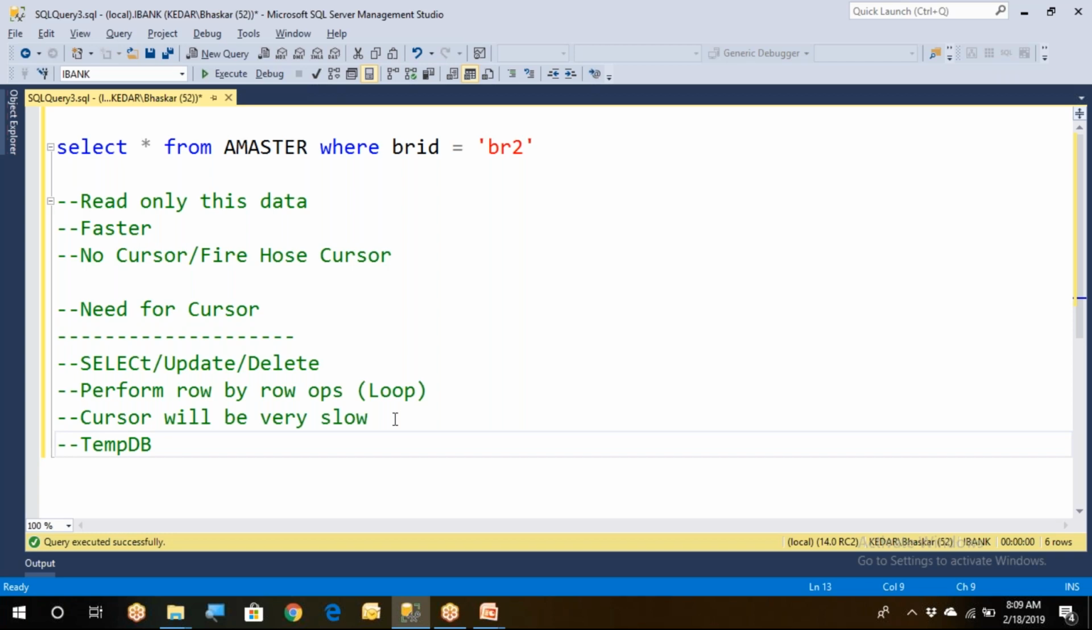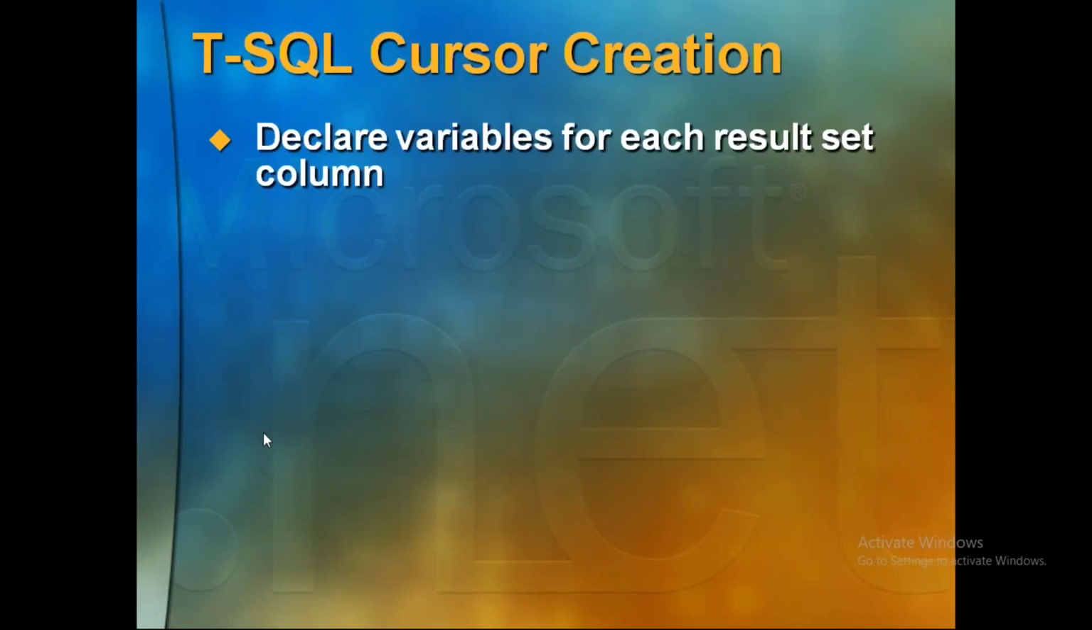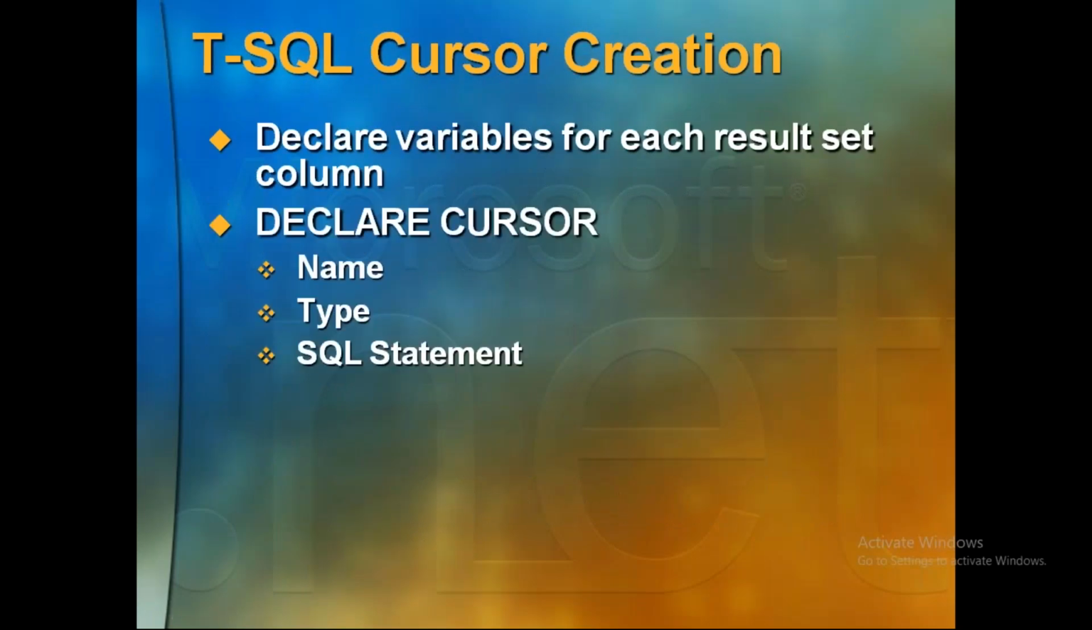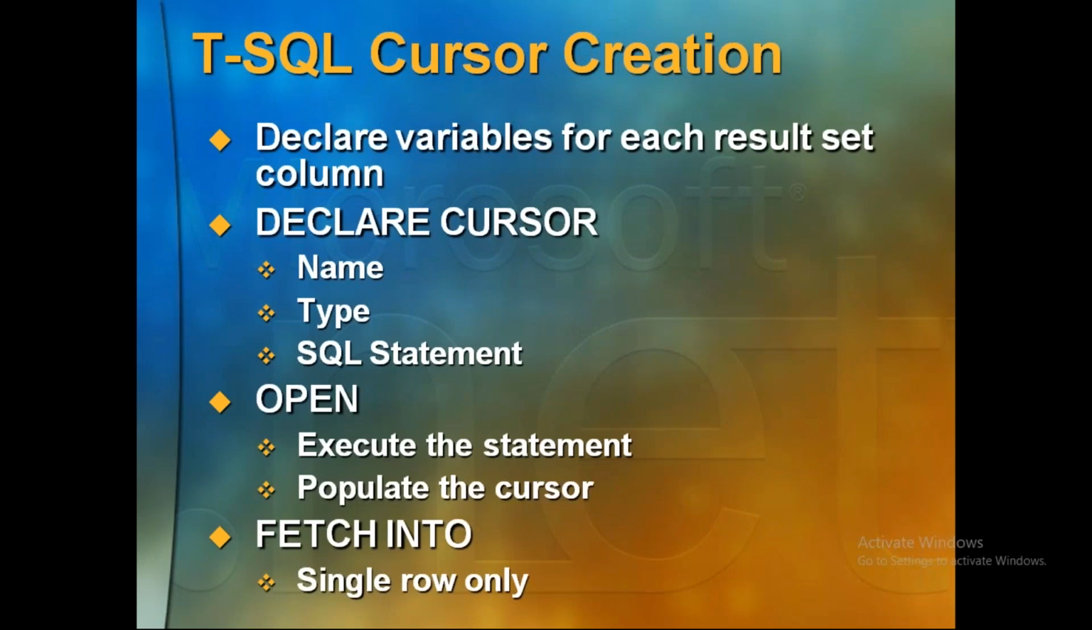The end user does not know, but whoever developed the code using a cursor, definitely the data is going to be dumped onto the tempdb. Clear? So a heavy usage of tempdb is going to be there. That is also one more disadvantage of cursors. Now, how to create a cursor and what are the things we need to have in the cursor?